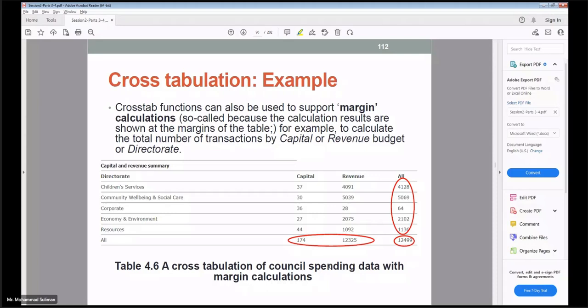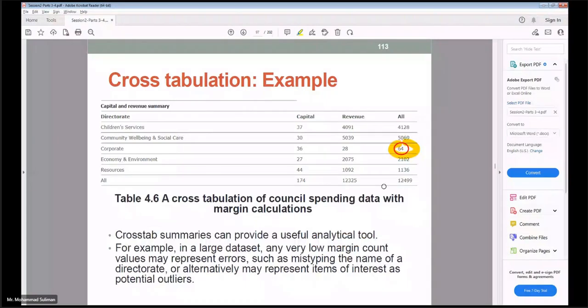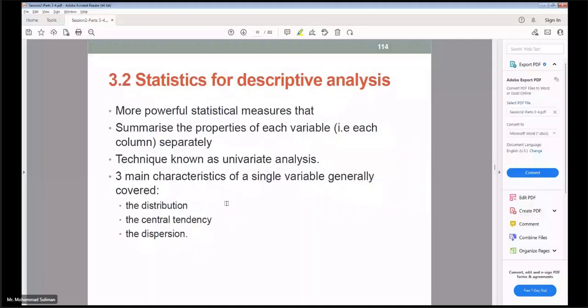For example, look at this number 64 and look at the other numbers. All the numbers are in 4 digits, whereas this corporate has only 2 digits. So it means there is some mistake here. With this analysis of cross tabulation, we can understand that there is something wrong with the corporate capital or revenue. Further, we can analyze that yes, there is something wrong with this revenue of the corporate. Whether it is just 28 or some number is missing here, this is very helpful in understanding that.